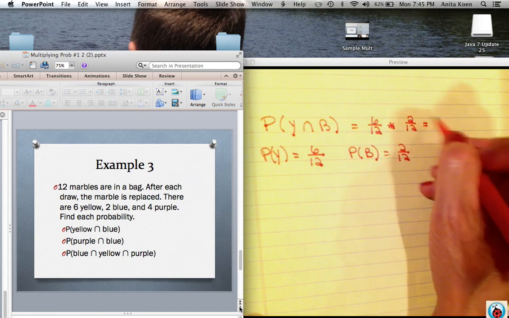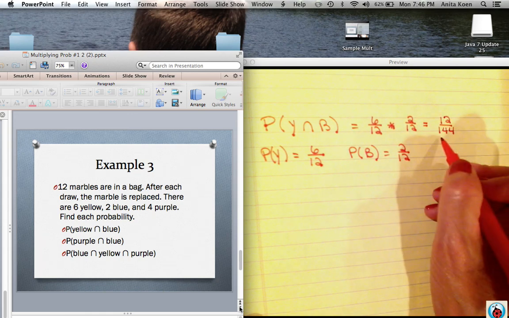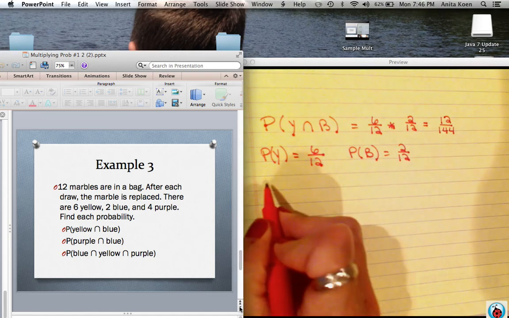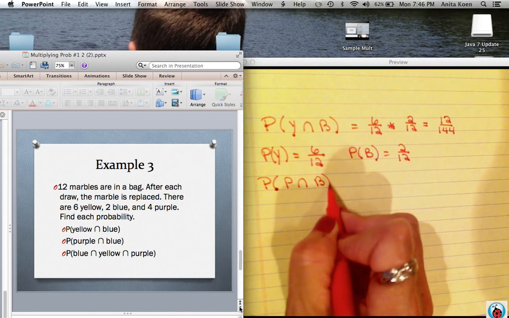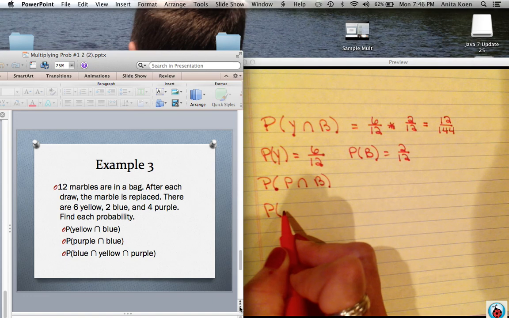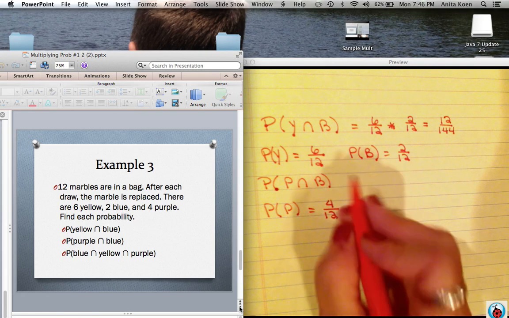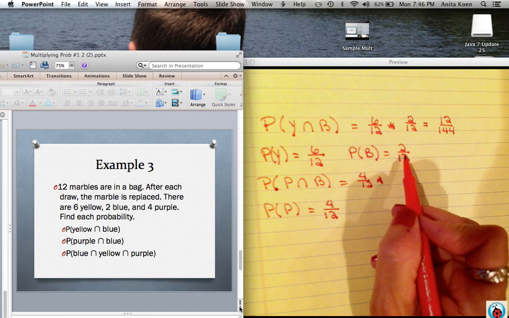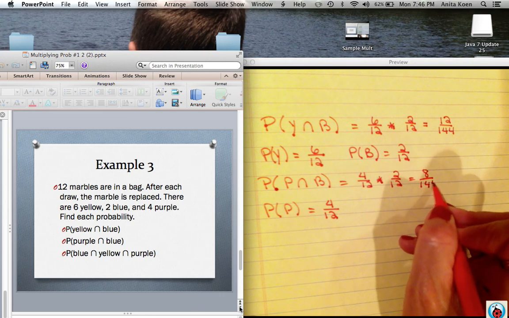which will give me 6 times 2 is 12. 12 times 12 is 144. So the probability of pulling a yellow marble and a blue marble on the next pull is 12 out of 144. Now we need to find the probability of a purple and a blue. Well, now let's find the probability of drawing a purple marble. There are 4 purple marbles out of 12. So 4 out of 12 times the probability of a blue, which we've already found right here, is 2 out of 12. So that would be 8 out of 144.